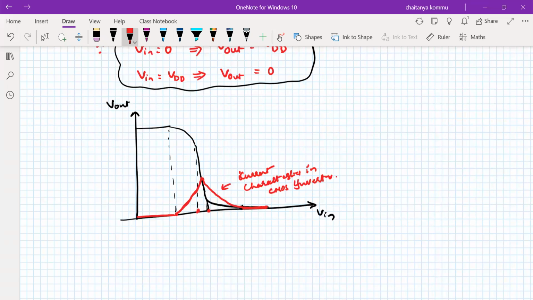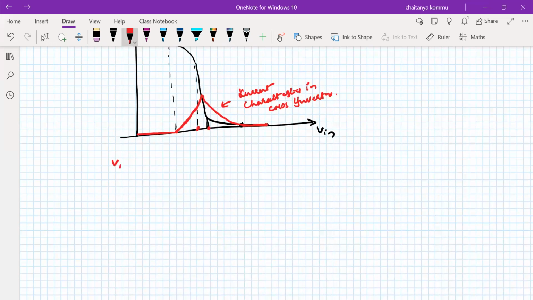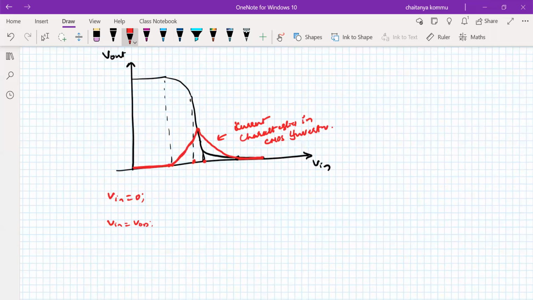But actually, at static voltages, for example, when Vn is equal to 0, kept for a long time, both the transistors are not on, only one transistor is on. And when Vn is equal to VDD, only one transistor is on, another transistor is not on. So therefore, under steady state condition, there is no short circuit power consumption. Steady state condition means up to this point and up to this point. So there is no static power consumption there.